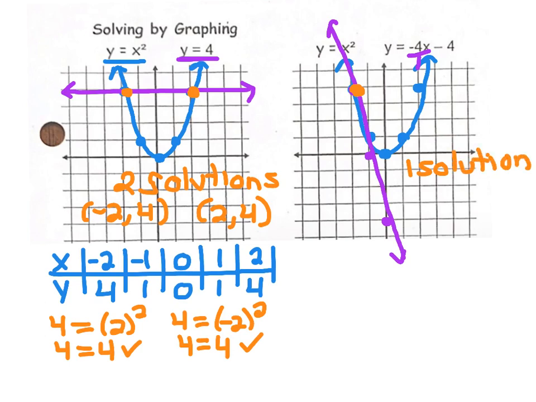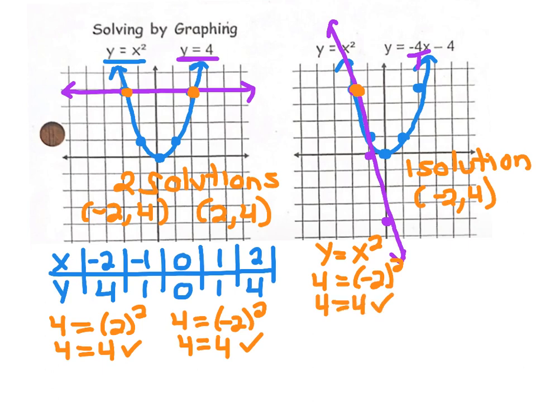It is crossing at negative 2, 4. So remember, that means that this is the only ordered pair that should make both equations true. So let's give it a quick proof. If y equals x squared, that means 4 should be equal to negative 2 squared. 4 equals 4. Let's try it in the linear equation, y equals negative 4x minus 4, to give it a check.